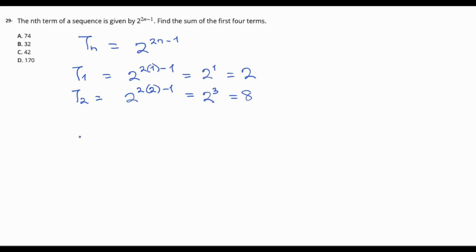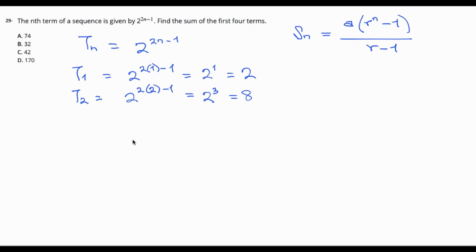Now you could continue by finding the third and the fourth term and then adding all up. But let's use the formula method instead, because what if we were asked to find the first 16 terms? That means you would have to find each of the 16 terms. Instead, we can use the formula for the summation of a sequence for geometric progression, which says that the sum of the sequence is equal to a into r raised to the power n minus 1 all over r minus 1. Now a here is the first term, r is the common ratio, n is the number of terms whose summation you're looking for.